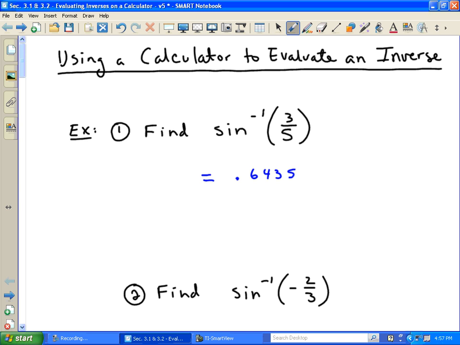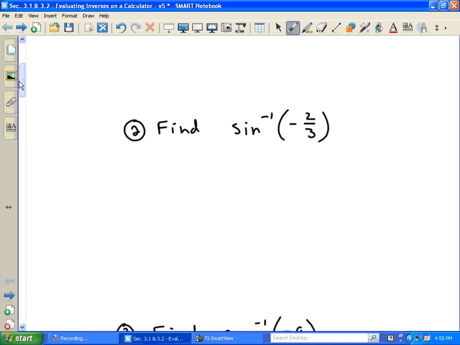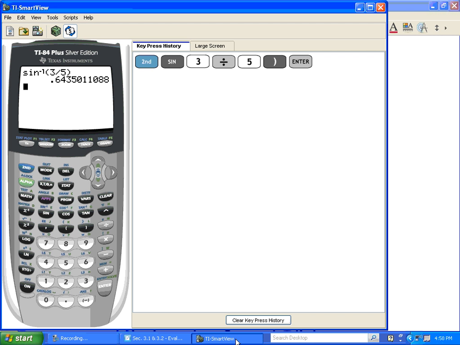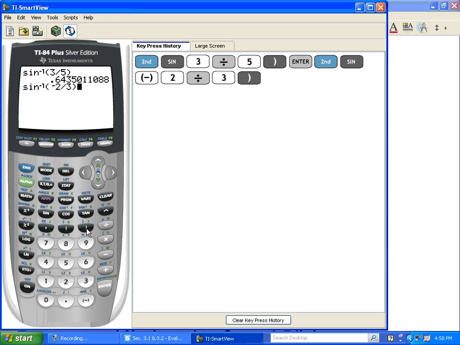Okay, let's do sine inverse of negative 2/3. Do make sure that on these particular problems you're pressing the inverse and not the original function sine. Press enter. On this one we get negative 0.7297.